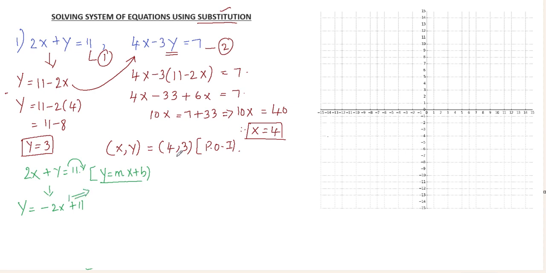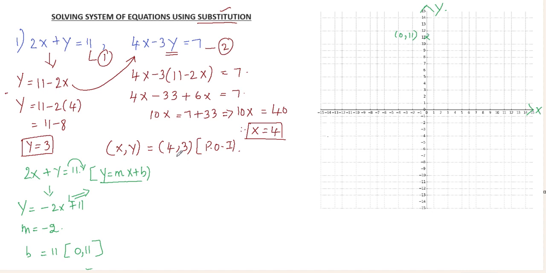Once you compare the equation with the formula, we find the slope value m is equal to minus 2 and the value of b is 11. b is nothing but the y-intercept, meaning that it is a point on the y-axis. So your x value will be 0 and your y value will be 11. So let's plot this 0, 11 in the graph. In the graph, we know that this represents the x-axis and this represents the y-axis. So let's plot the point 0, 11.